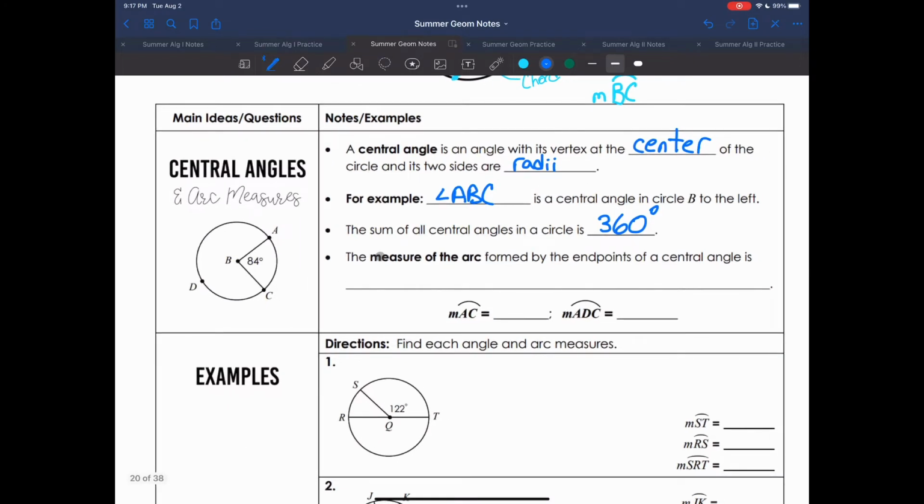And this says the measure, okay, this is an important part. This is why I think central angles are the easiest. It's this part right here. It says the measure of the arc formed by the endpoints of a central angle is, and I'm going to fill this in and then explain it, it is equal to the central angle.